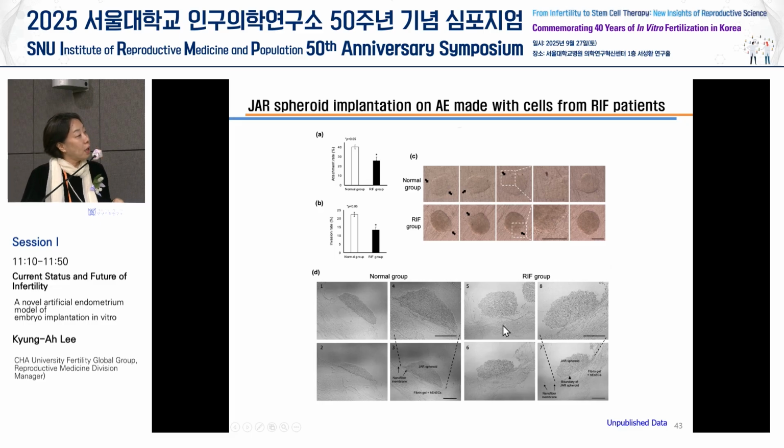However, on the epithelial cells from the RIF group, you can recognize there's something different. The JAR spheroids have very loose communication, and the structure is a little bit far different from the spheroids on the normal epithelial cells. I was kind of excited to see this. It looks like an embryo on top of the epithelium.